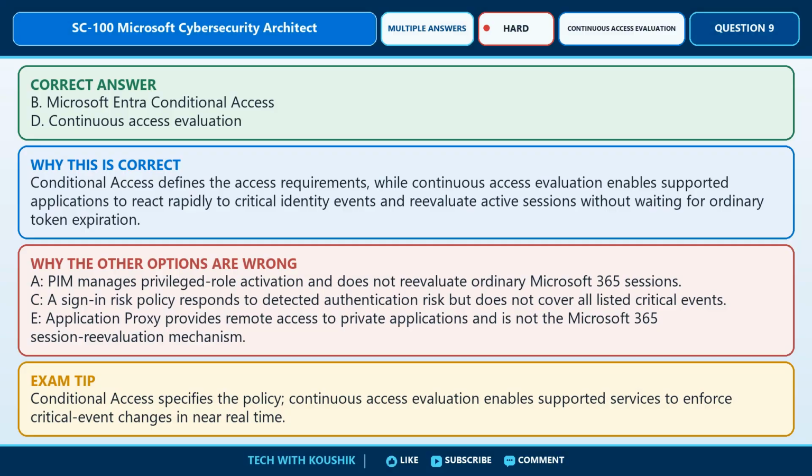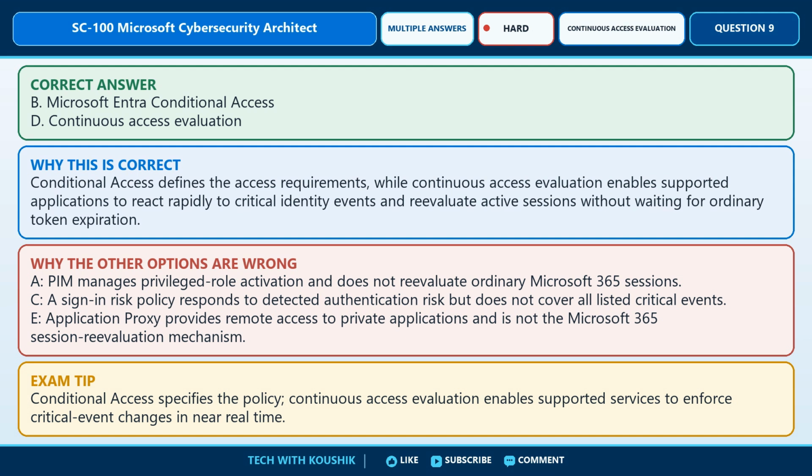The correct answers are Option B: Microsoft Entra Conditional Access, and Option D: Continuous Access Evaluation. Here's why. Conditional access defines the access requirements, while continuous access evaluation enables supported applications to react rapidly to critical identity events and reevaluate active sessions without waiting for ordinary token expiration.